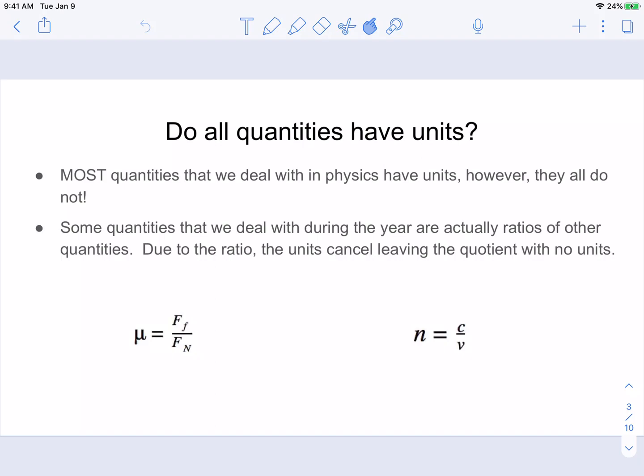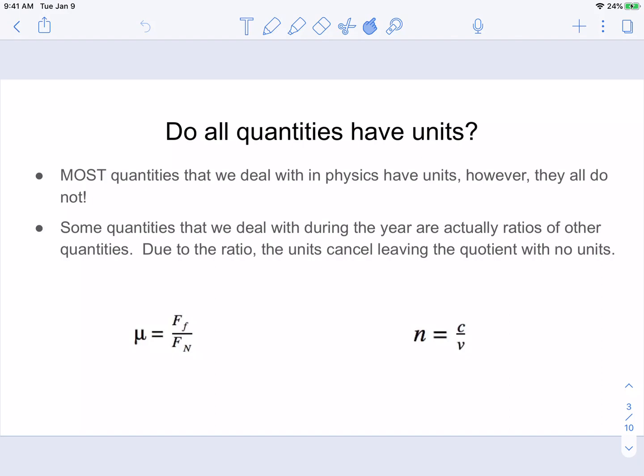Good question here. Do all quantities have units? I want to say yes, they all do. Make sure you're always looking for the units, but that's not true. Most quantities that we deal with in physics will have units. However, there are some quantities that are actually ratios. And when setting up that ratio, the units cancel. And so the value that you're calculating ends up not having units.